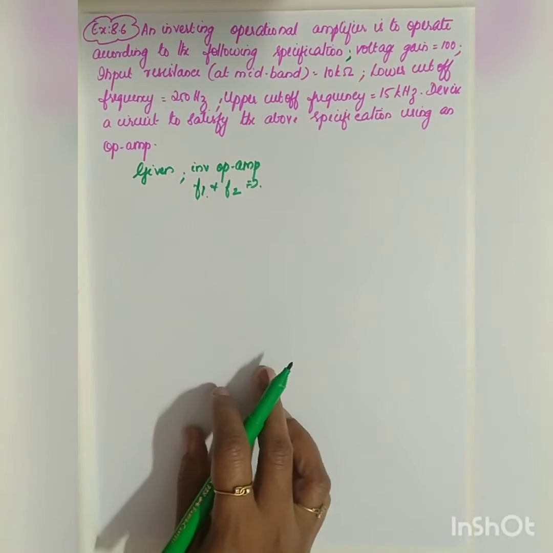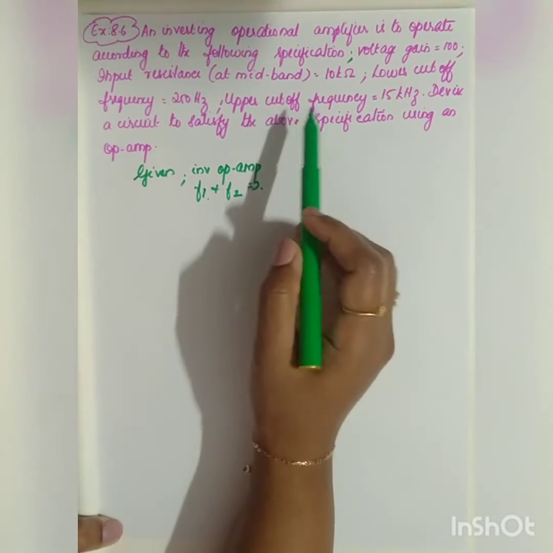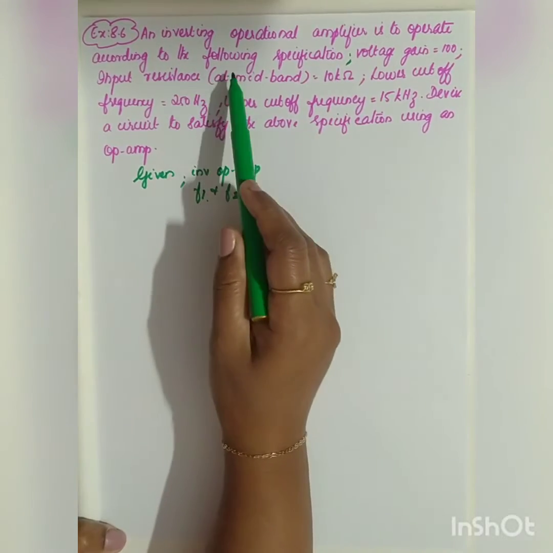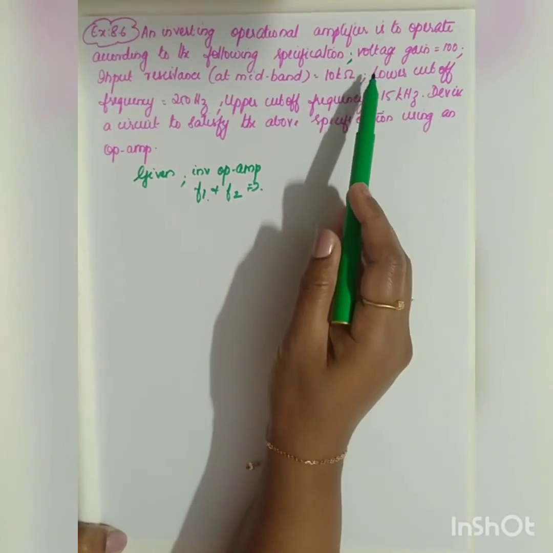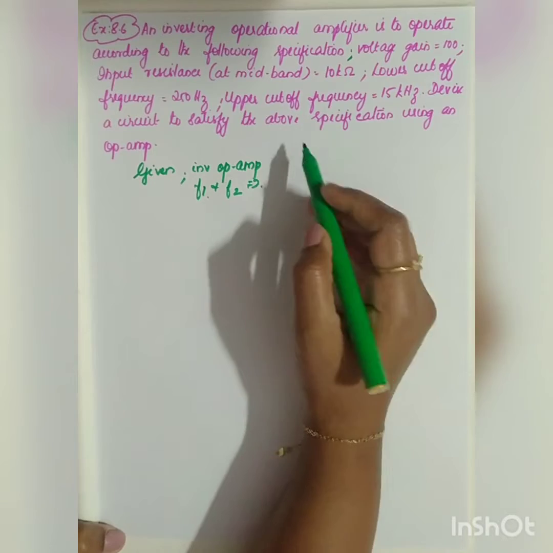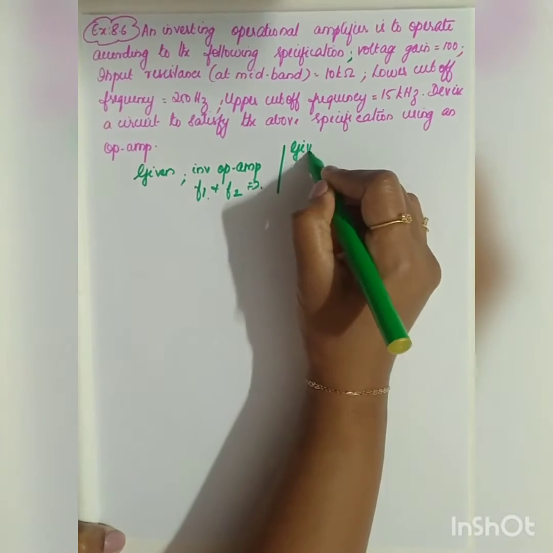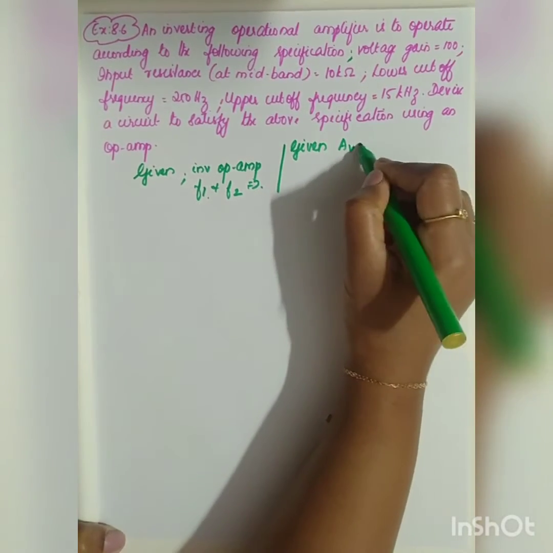So the next question is example 8.6. An inverting operational amplifier is to operate according to the following specification. Voltage gain is equal to 100. Okay, so let me write, given: voltage gain AV is equal to 100.